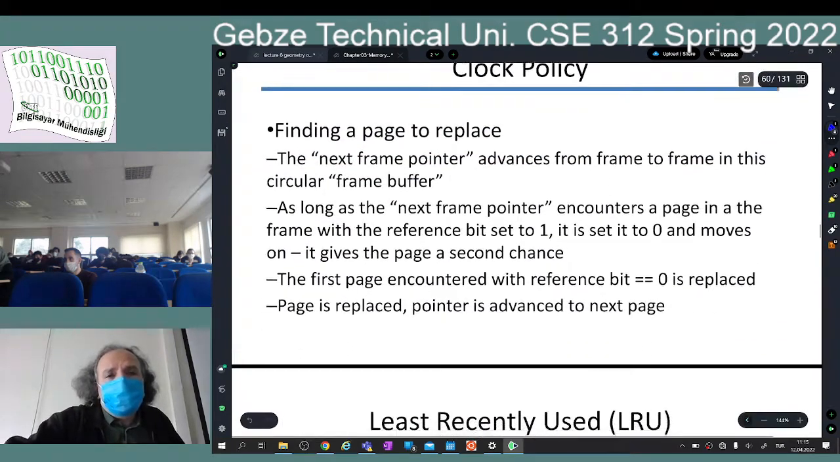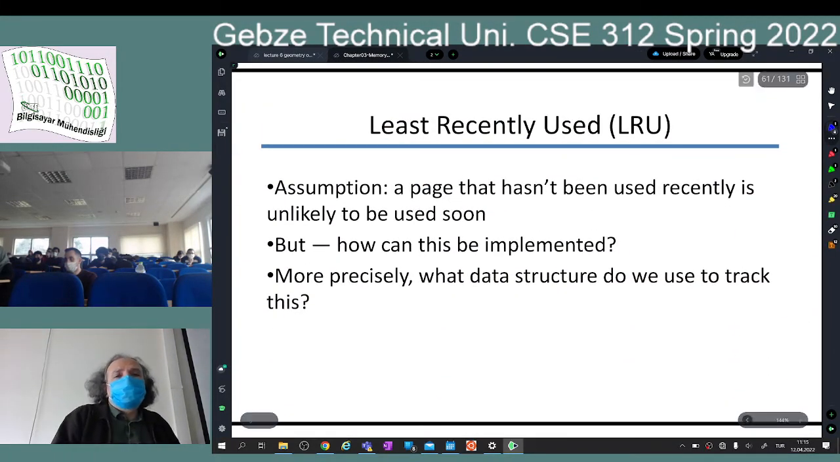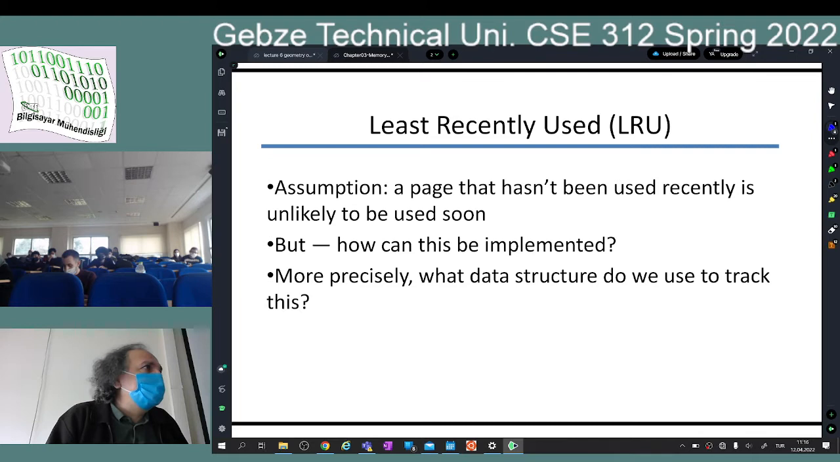Then they invented this least recently used algorithm. Least recently used kind of tells you that you are going to measure how recently this page is used, and we are going to look at it. And for this, if we had hardware help, that would have been perfect. And that's what we're going to look at.